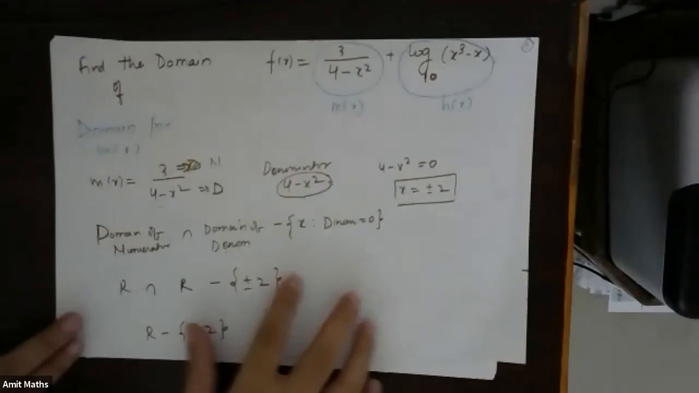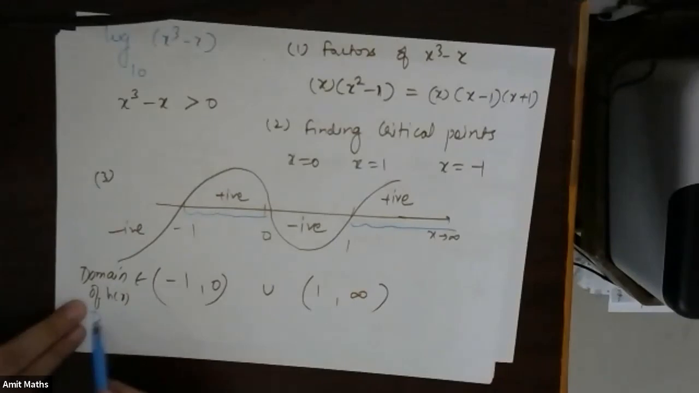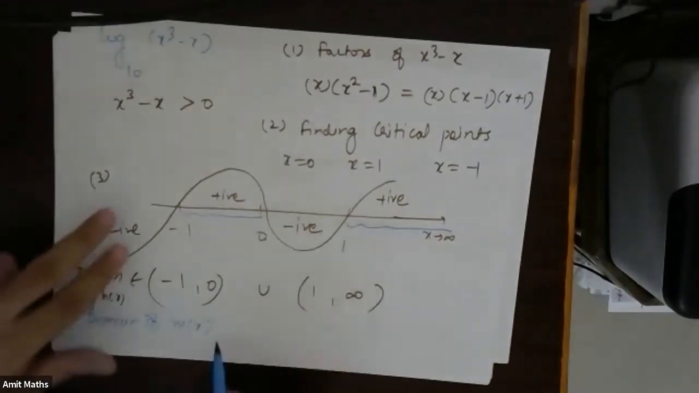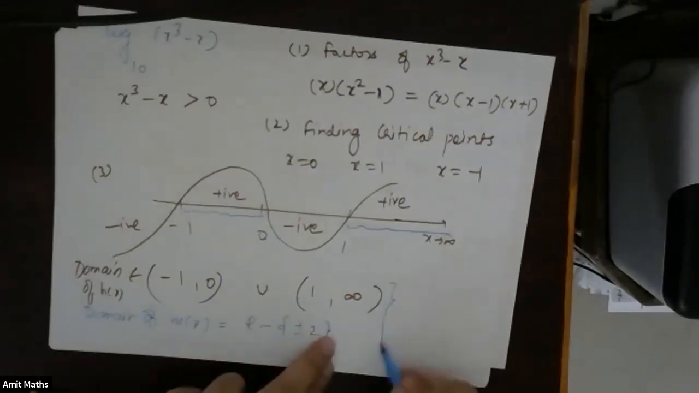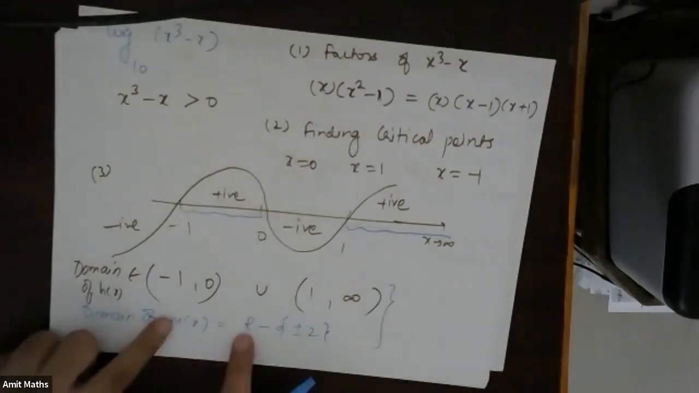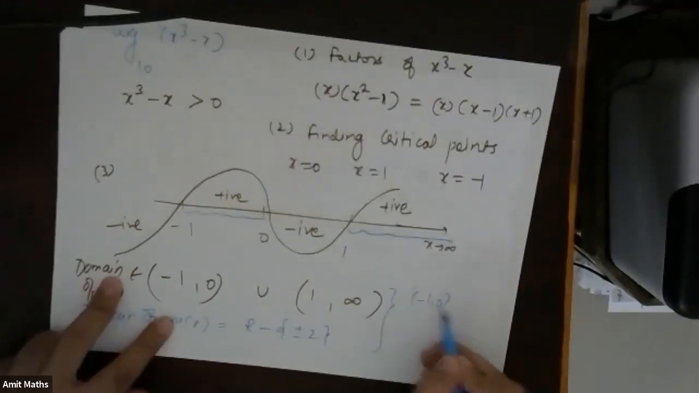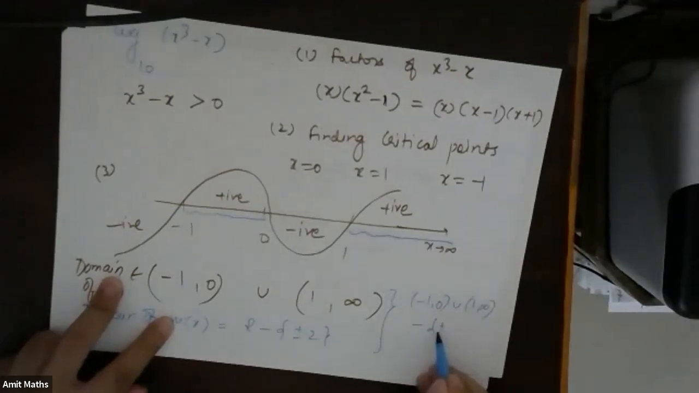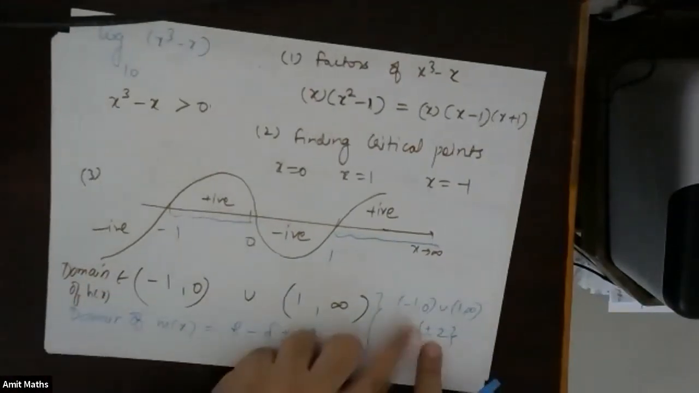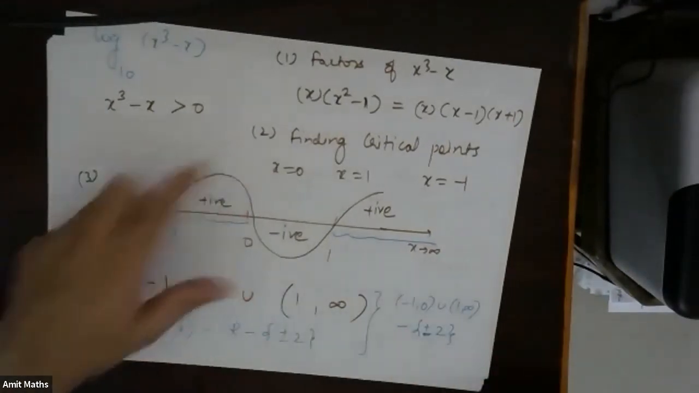And the domain for m of x was R minus plus minus 2. I will take the intersection of these two. So this is -1 to 0 union 1 to infinity, minus plus minus 2. In this case, -2 is already excluded, so I need not include -2. I will just exclude plus 2.